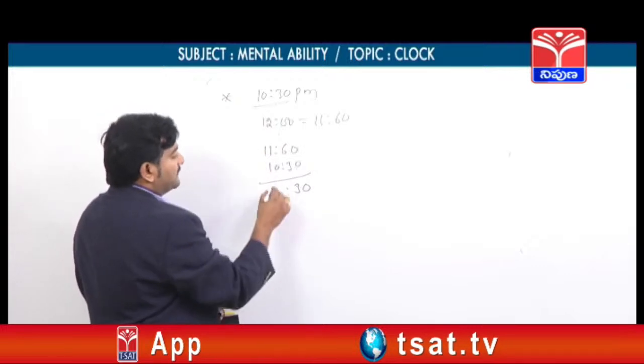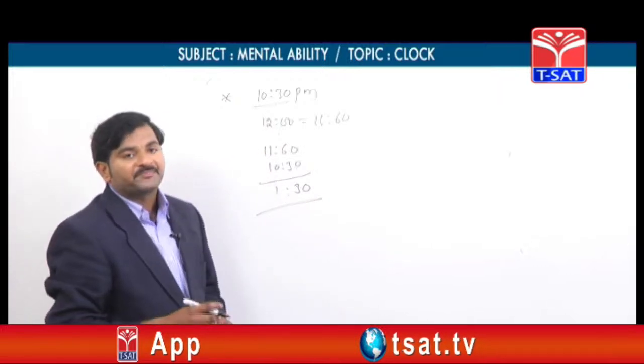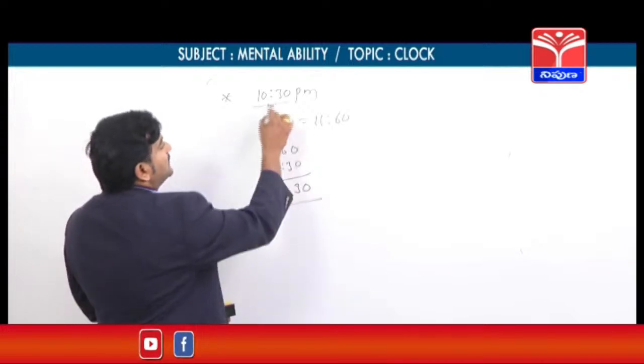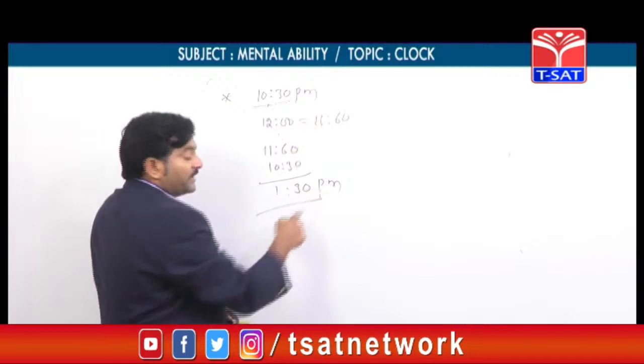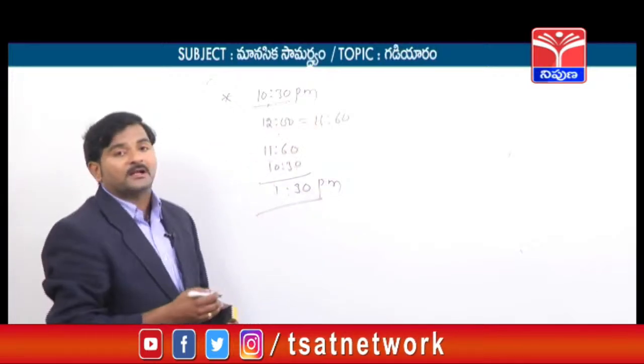11 hours minus 10 hours, you will get 1 hour. What can we say? The mirror image time of 10:30 pm is 1:30 pm. If it is pm, you have to write pm. For example, if it is am, you have to write am.